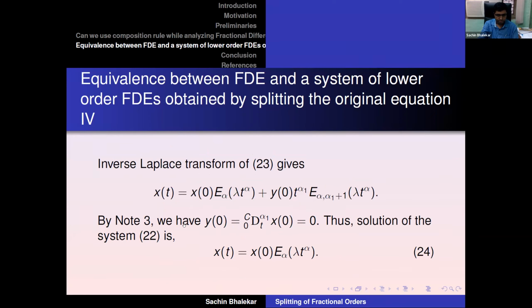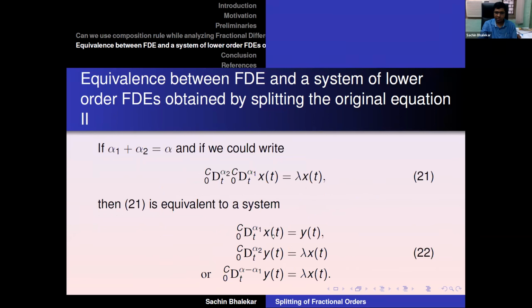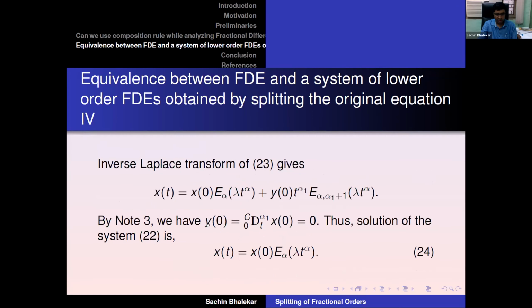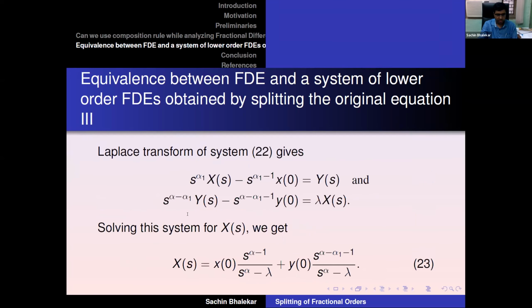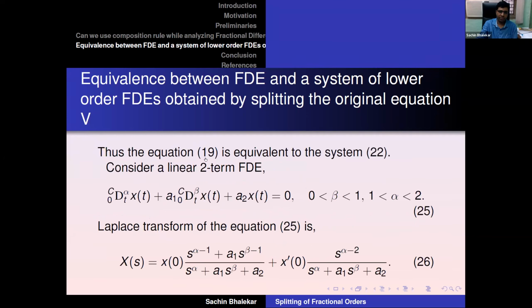Now, y(0) is nothing but, what is our y? y is nothing but D^α1 x(t). So y(0) should be D^α1 x at t equal to 0. And this is 0, and the solution is as required. So here we are able to prove the equivalence. So 19 is equivalent to 22. That means we can split those things.